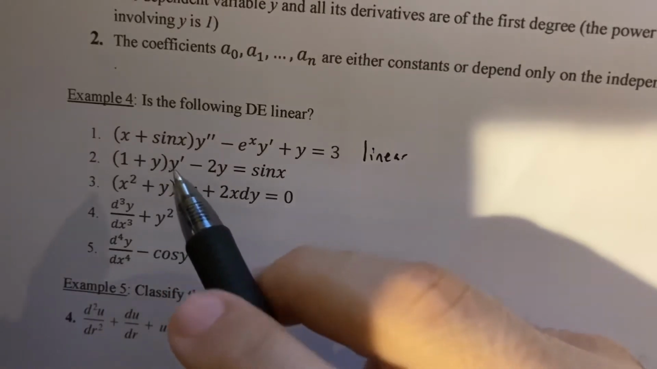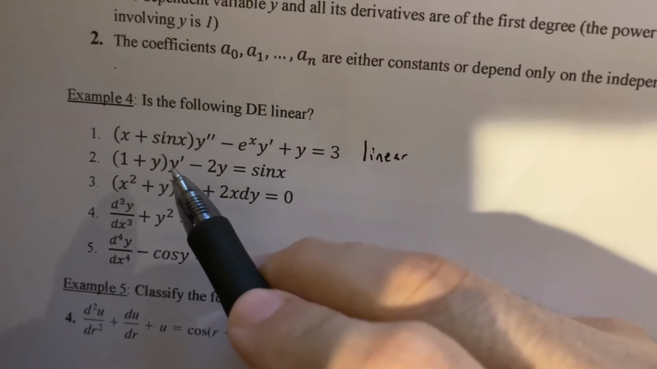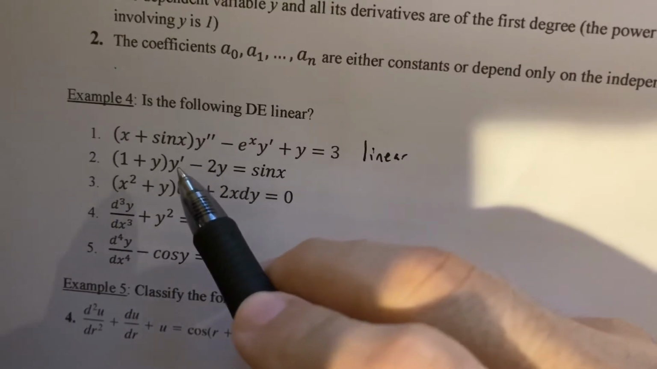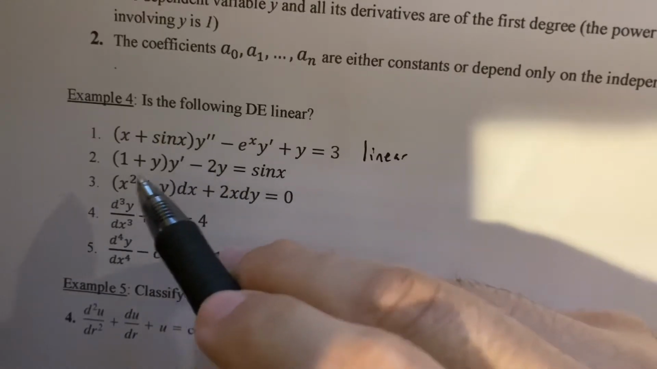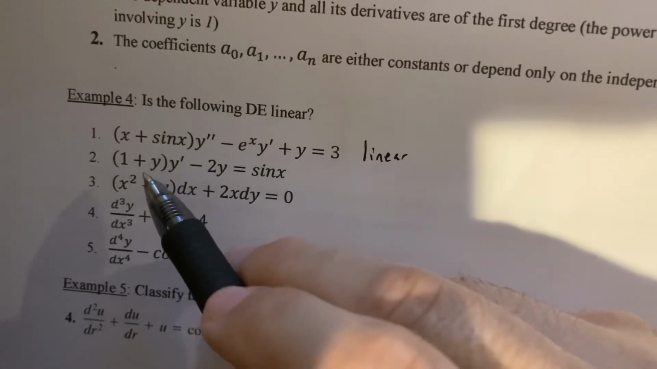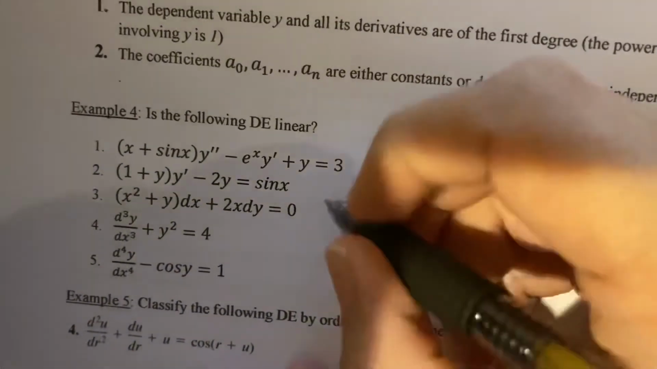1 plus y, y prime minus 2y equals sine of x. We first check our derivatives in our y. That's the first power, that's the first power. So we're good there, but notice the coefficient of y prime. It has 1 plus y, so it's a function of y in front. That's not linear, so it has to be nonlinear.